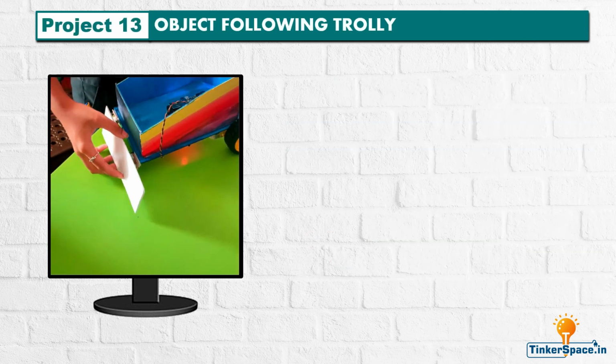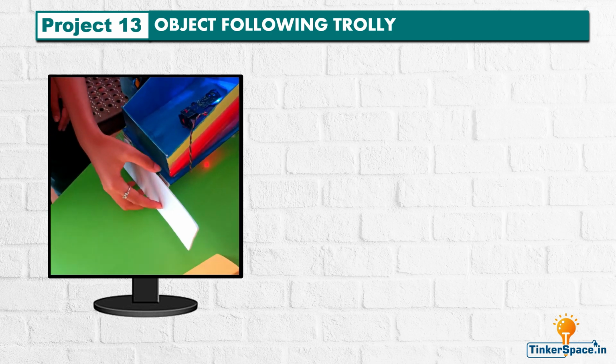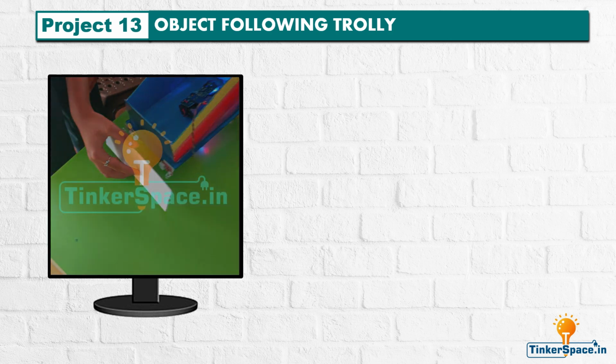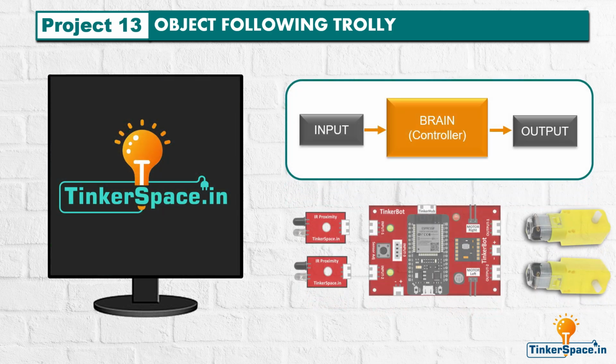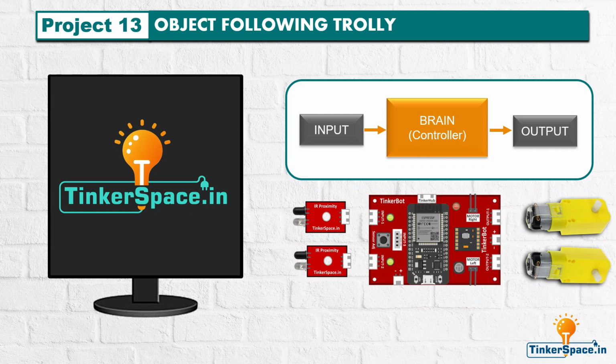Object following trolley. This project creates a trolley that follows objects or people. In this project, we use the TinkerBot as the controller. Two IR proximity sensors are used as the input. Their function is to detect the presence and movement of an object or person. The two gear motors are used as the output. Their function is to move the trolley in the same direction as a detected object or person.